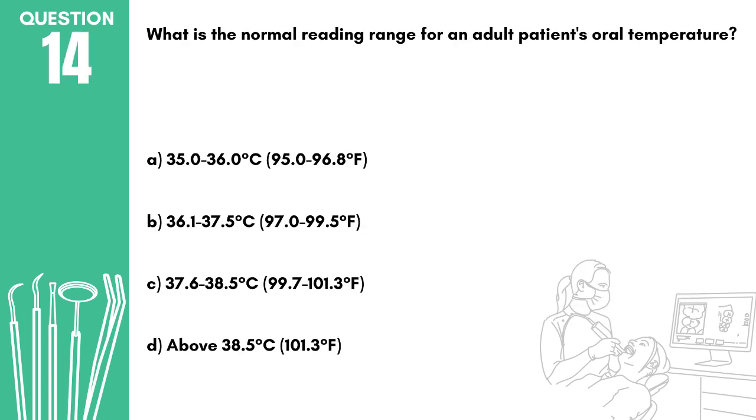Question 14. What is the normal reading range for an adult patient's oral temperature? A. 35.0 to 36.0 degrees Celsius, 95.0 to 96.8 degrees Fahrenheit. B. 36.1 to 37.5 degrees Celsius, 97.0 to 99.5 degrees Fahrenheit. C. 37.6 to 38.5 degrees Celsius, 99.7 to 101.3 degrees Fahrenheit. D. Above 38.5 degrees Celsius, 101.3 degrees Fahrenheit.